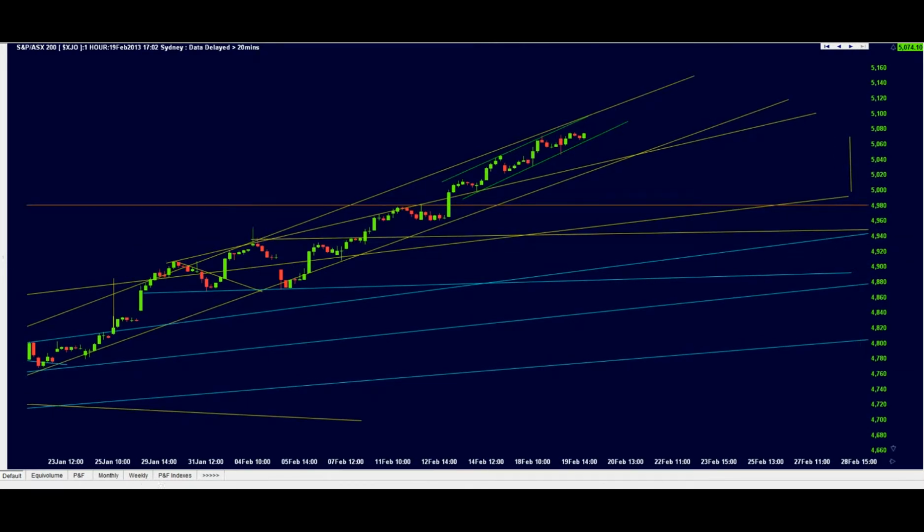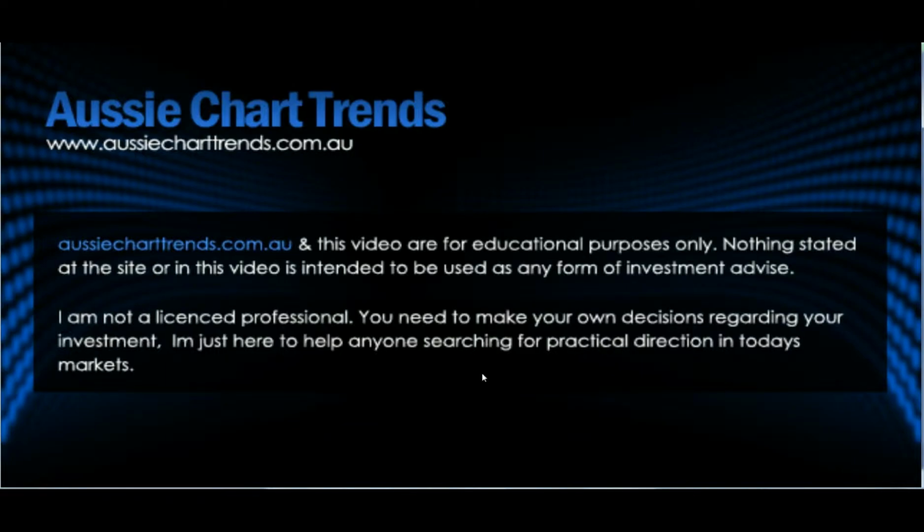Alright guys, that pretty much wraps up today's market update. There's not much else that I can add with the Asx200 at the moment, because it's behaving and doing its job. But let's just keep our eye on that smaller green channel line, because that's showing us that the buying pressure is starting to wane off a bit and the moves are becoming smaller.